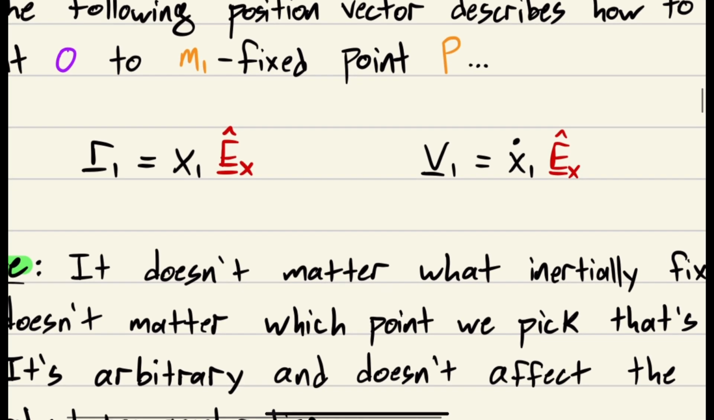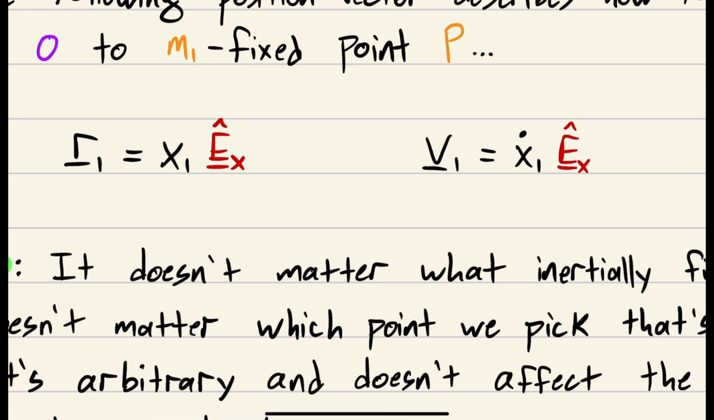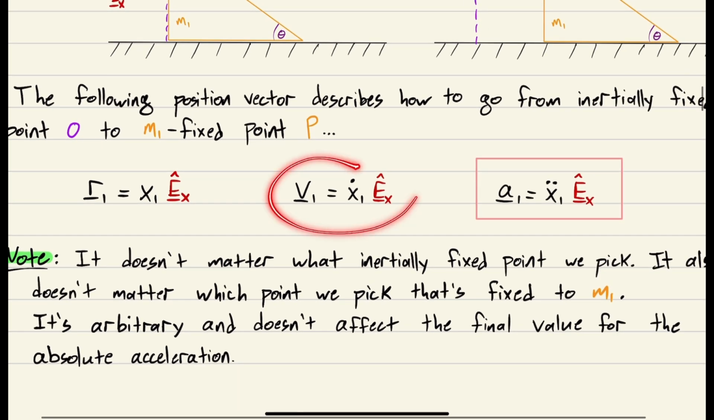Remember, we're applying the product rule here, right? We're really doing the derivative of the first, which is x1 dot, times the second, EX, plus the first, x1, times the derivative of the second, which is dEx dt. But this term goes to 0 because the derivative of an inertially fixed unit vector is 0. It's not rotating. So that's what we're doing. And we get the velocity, and then we do the same thing to get the acceleration. We take the derivative, and we're left with x1 double dot in the EX direction.